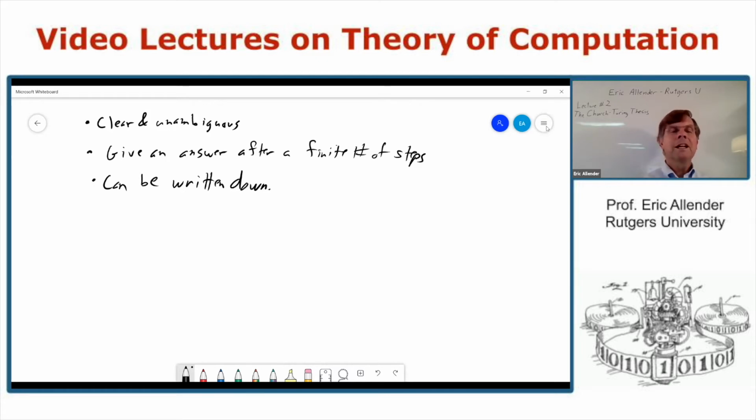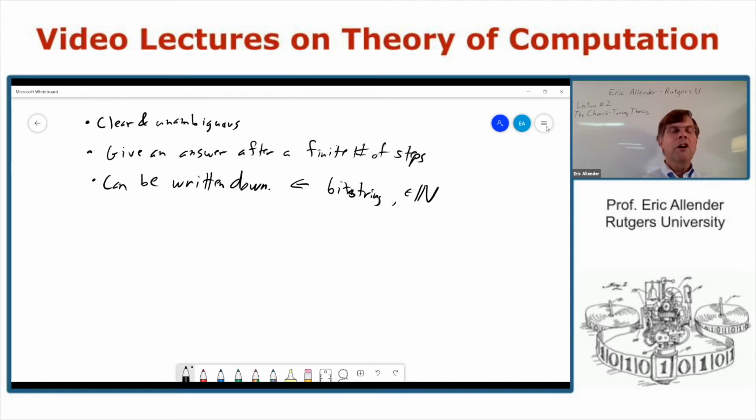But these three desiderata cause some problems, because if something can be written down, what does that mean? That means it's basically a bit string. And what is a bit string? Basically, it's an element of the natural numbers. You can represent numbers by bit strings, and any bit string can be interpreted as a number. So why is that an issue?